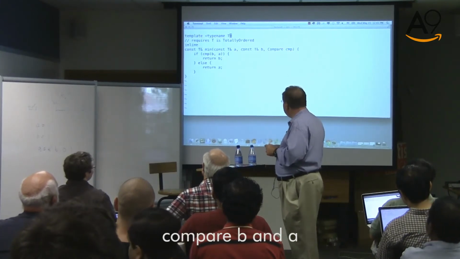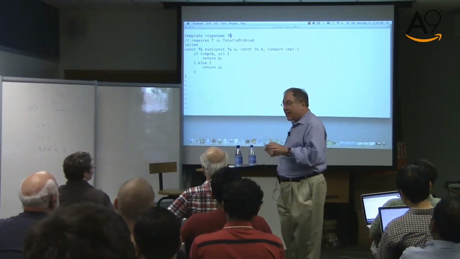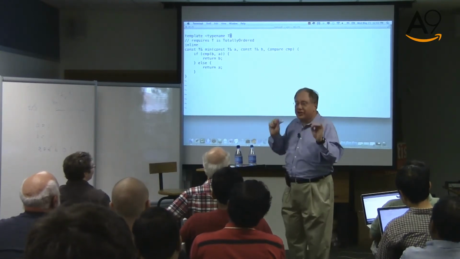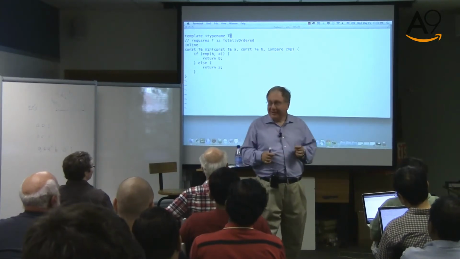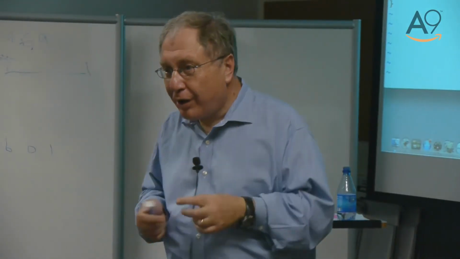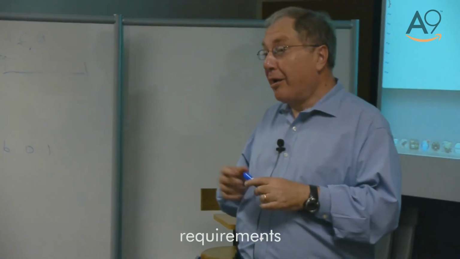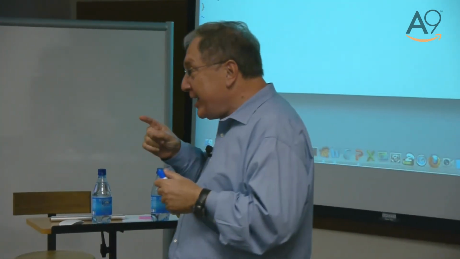Compare B and A. Now, let me tell you, the code is just fine, but something is awfully wrong there. What's awfully wrong? Required. C doesn't have to be totally ordered. First, but what do we need to know?